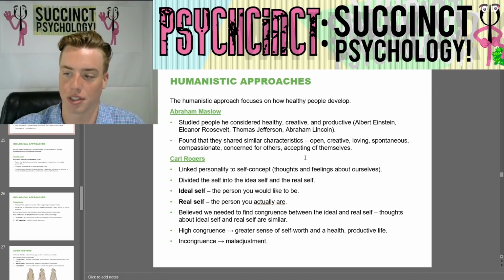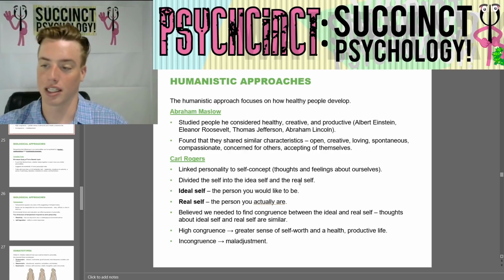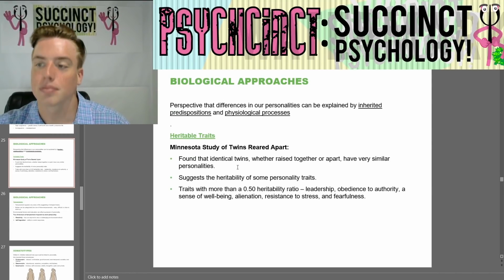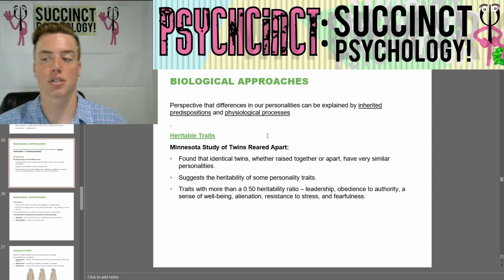So Carl Rogers, again, linked personality to self-concepts, your thoughts and feelings about yourself, and yeah, interesting stuff. So, biological approaches. The perspective that differences in our personalities can be explained by inherited predispositions and physiological processes.